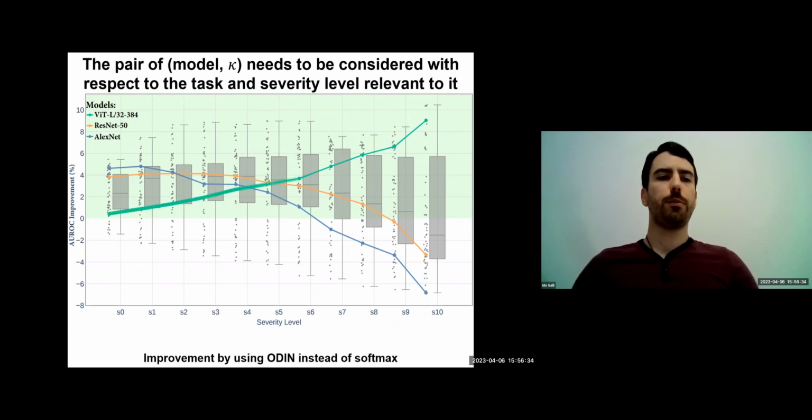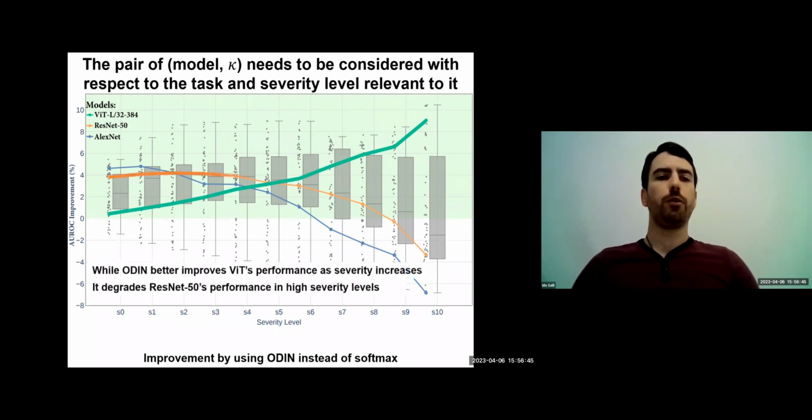As we can see from this figure, as severity increases, ViT's performance is improved to a greater degree by using Odin instead of softmax. However, for ResNet-50, the improvement provided by Odin decreases as the severity increases, and in the highest severity levels, its impact on ResNet-50 is actually negative.